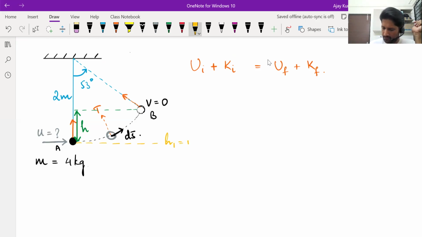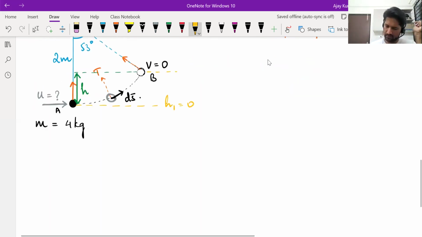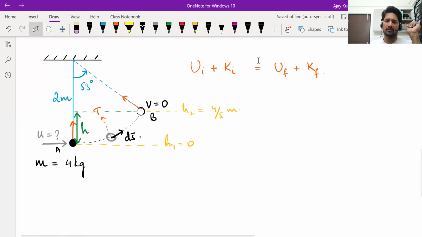h1 is equal to 0. Then this height we calculated already using trigonometry. It was 4 by 5 meters. So h2 becomes 4 by 5 meters. We'll use these heights in the expression for gravitational potential energy.